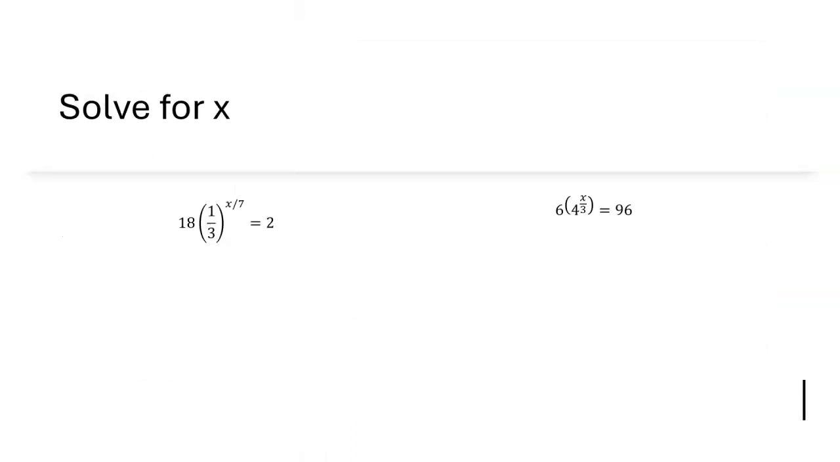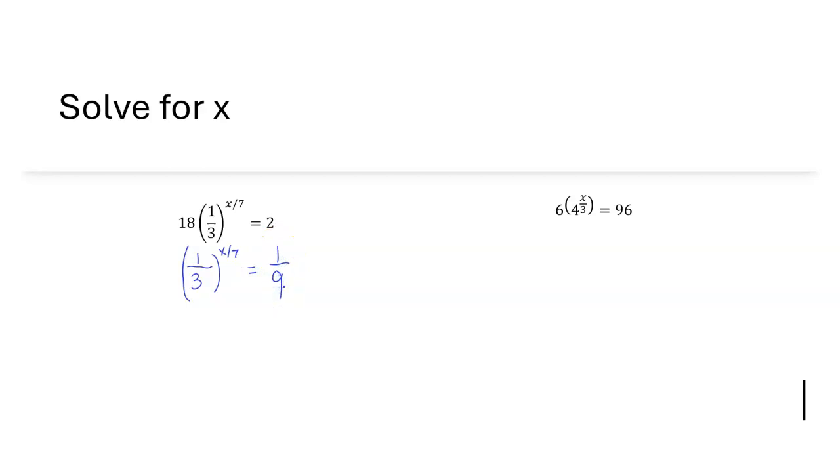All right. So these are two that we can solve without actually blowing up the house with logs. What we can do instead is change our base. So I'm going to clean up the yard on this first one, and I'm going to do that by dividing by 18. So I get (1/3)^(x/7) equals 2 over 18, which is 1/9.